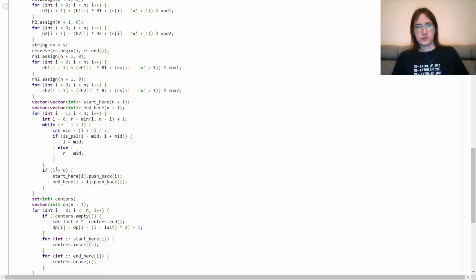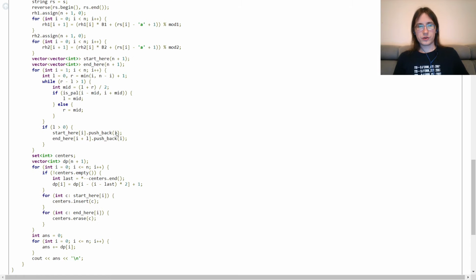After the binary search, L will be the largest half length of the palindrome with such center. If L is 0, then such palindrome is empty, but if L is larger than 0, then I add a segment from i to i plus L into the event queue. I say that it starts on position i and ends on position i plus L. And in both lists I store the left border, because that's what I need to add into the set. And this left border of the segment is actually the center of the palindromes which cover the current position in the set centers. And dp is just the number of correct L's for a given R.